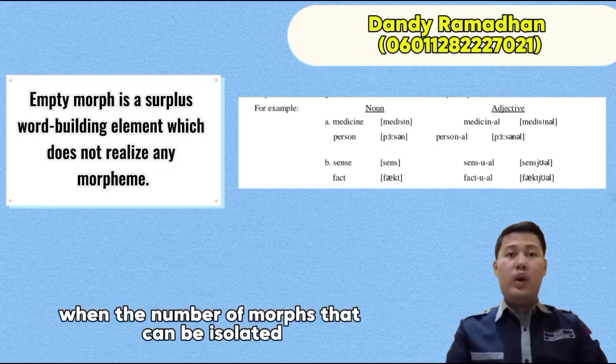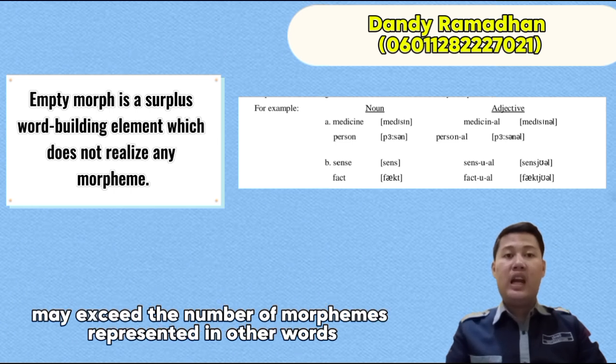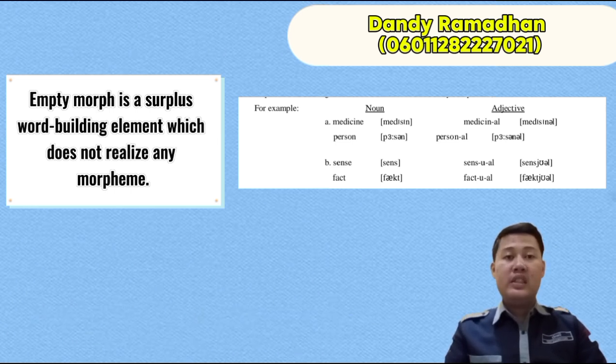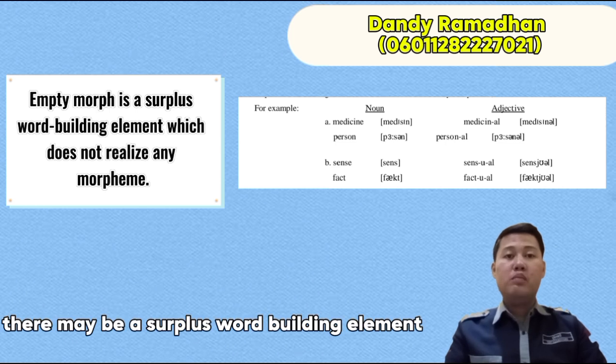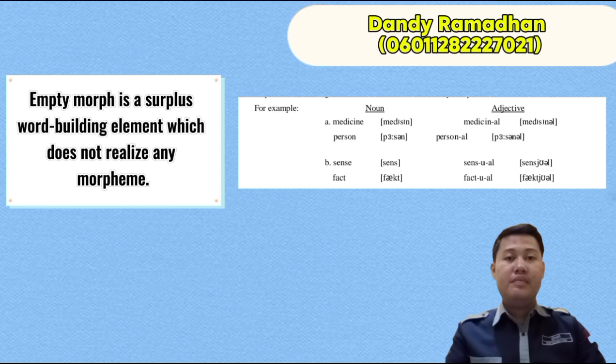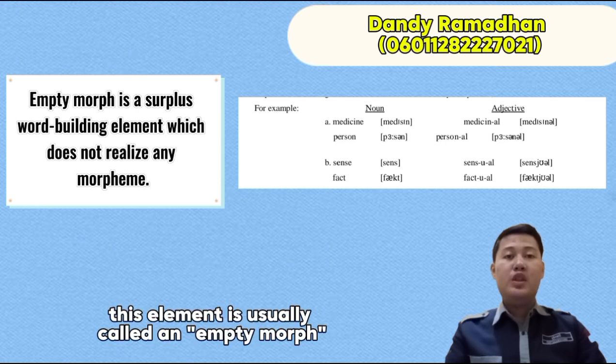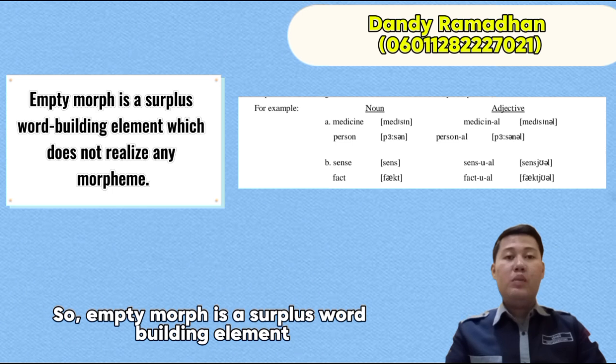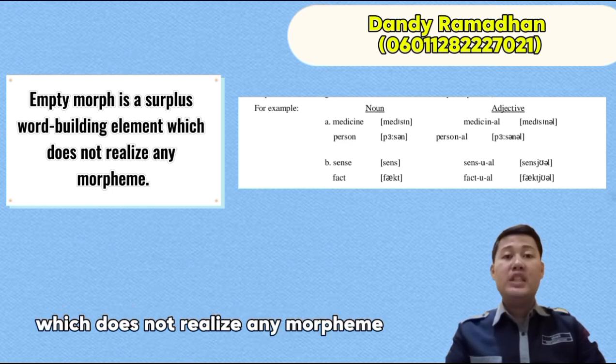The last, when the number of morphs that can be isolated may exceed the number of morphemes represented. In other words, there may be a surplus word building element which does not realize any morpheme. This element is usually called an empty morph. So, an empty morph is a surplus word building element which does not realize any morpheme.